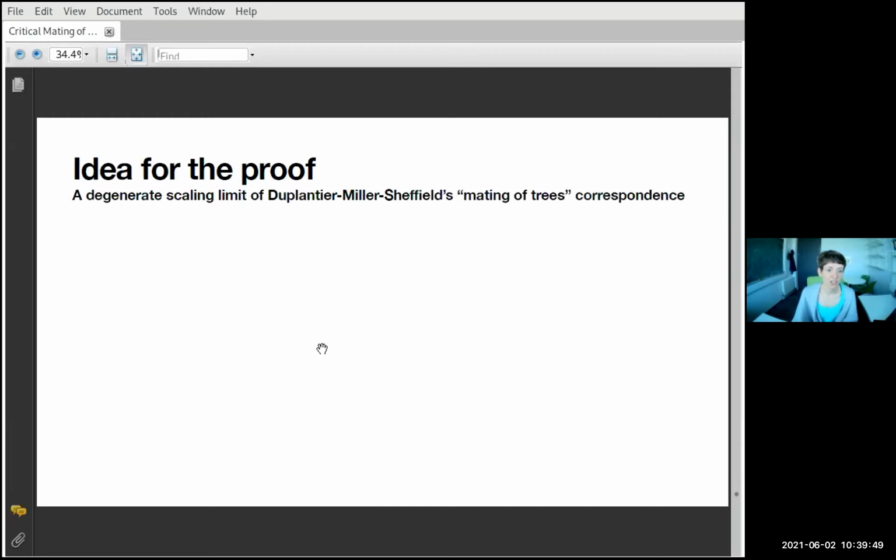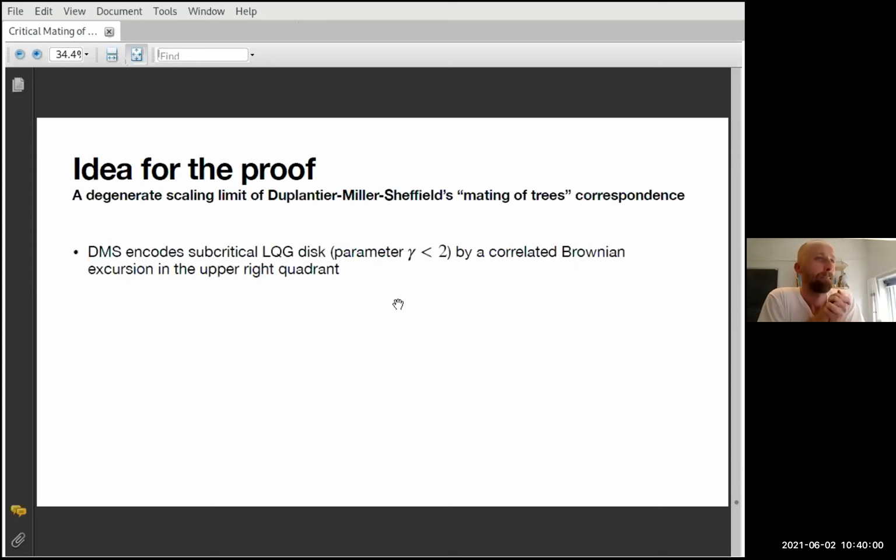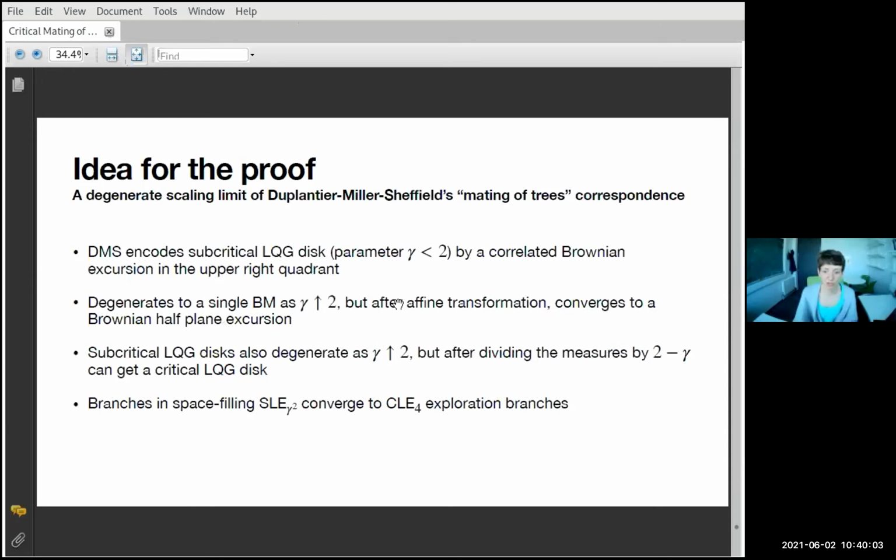So I will say in just 2 seconds, the idea of the proof, for those who know about it, is to take a kind of degenerate scaling limit of the result of Duplantier, Miller, Sheffield on the mating of trees, which gives a way to describe subcritical Liouville quantum gravity in terms of correlated Brownian motions. But in fact, in their picture, everything degenerates when you approach the critical regime, and so we need to do renormalization in all different kinds of directions in order to get something non-degenerate in the limit.